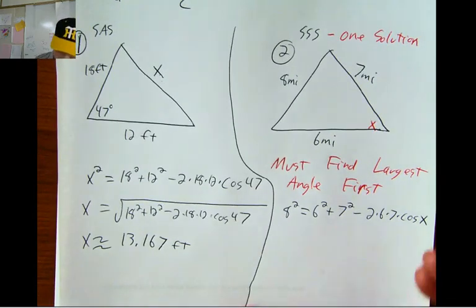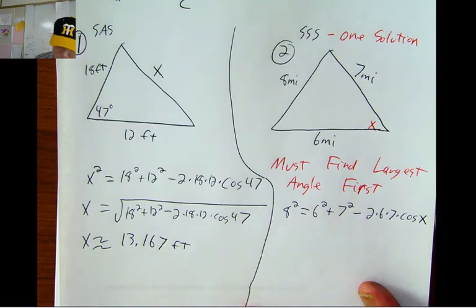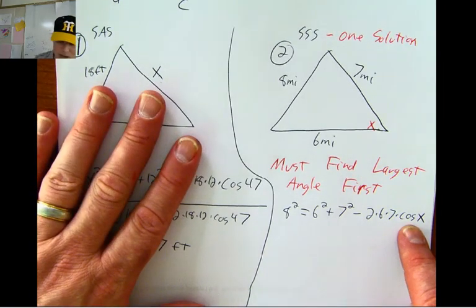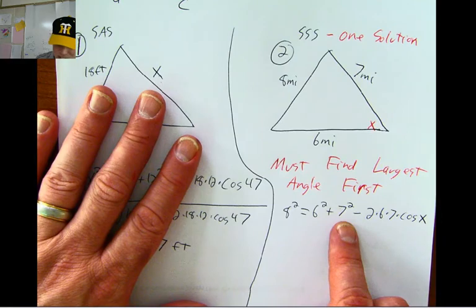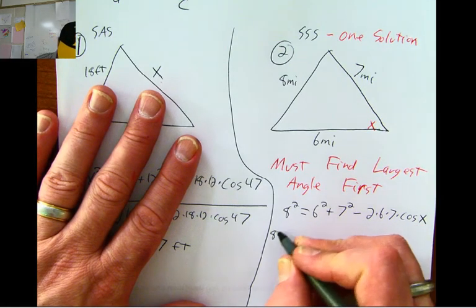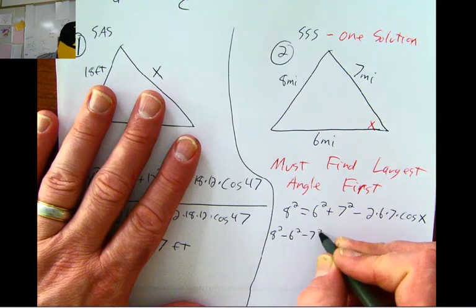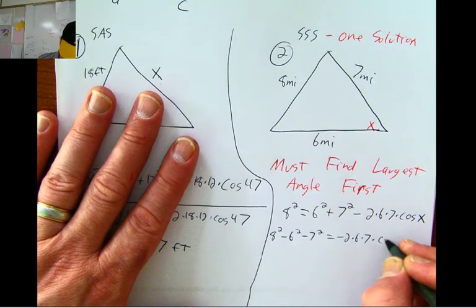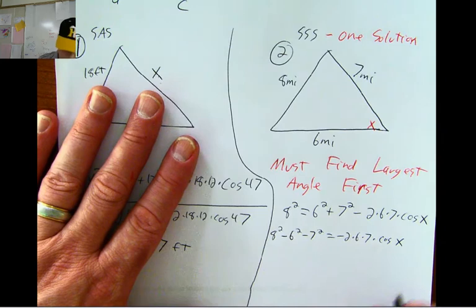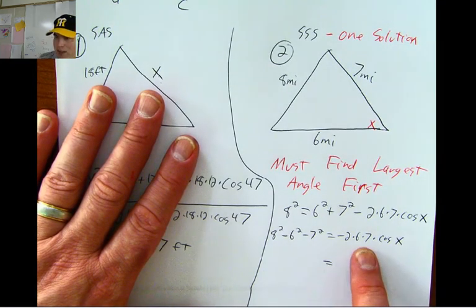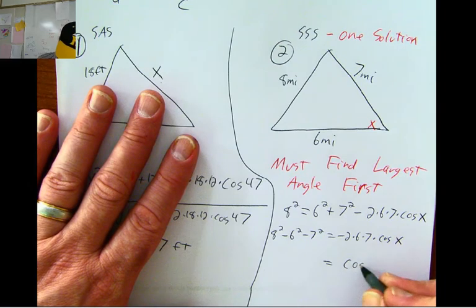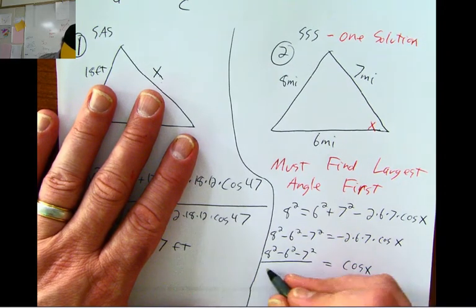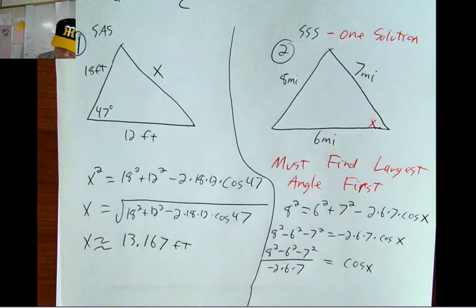It might ask for an exact answer, probably will. You need to isolate the cosine X and then do a cosine inverse. So first I'm going to subtract the 6 squared and the 7 squared. So I'd have 8 squared minus 6 squared minus 7 squared equals negative 2 times 6 times 7 times cosine X. I'm not even figuring out any of these numbers at this point. I then divide everything by negative 2 times 6 times 7, and I end up with cosine X equals 8 squared minus 6 squared minus 7 squared all over negative 2 times 6 times 7.